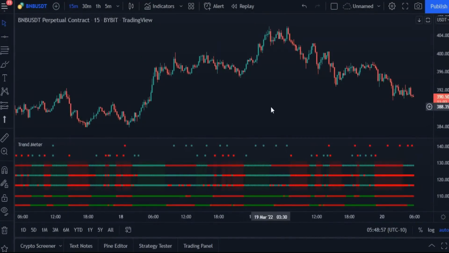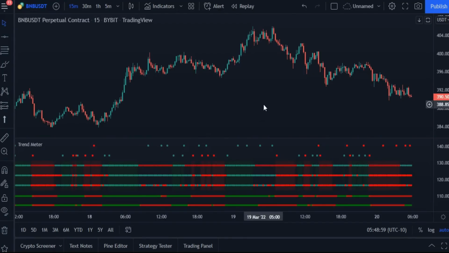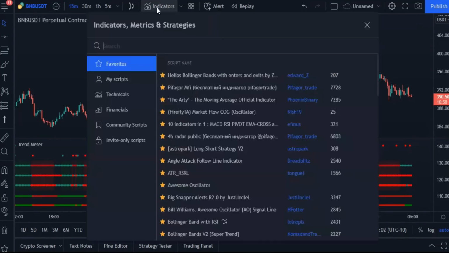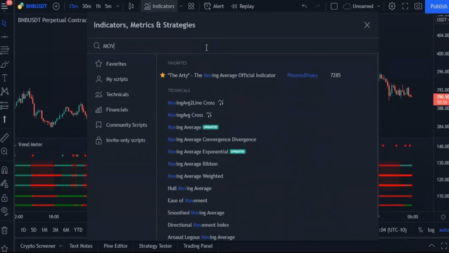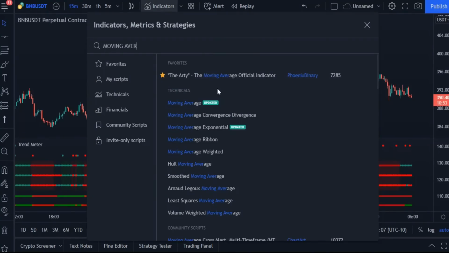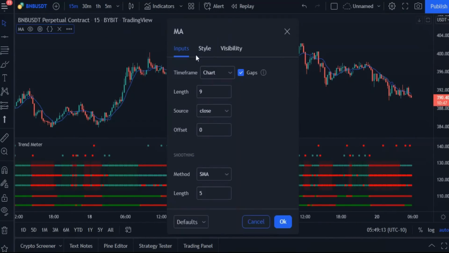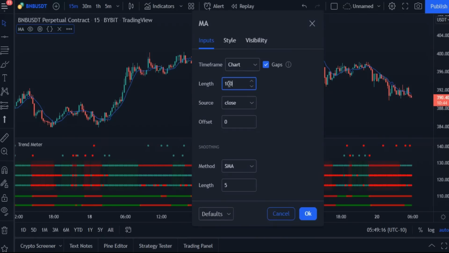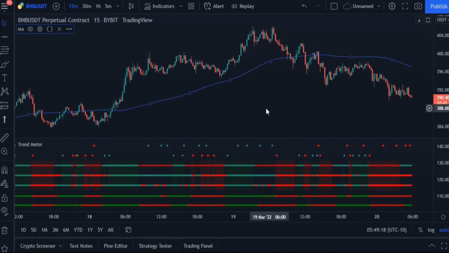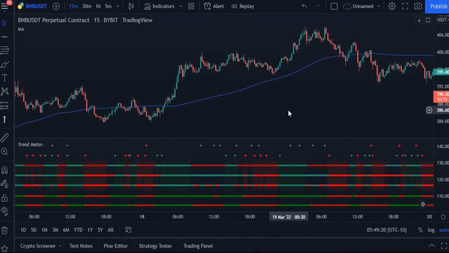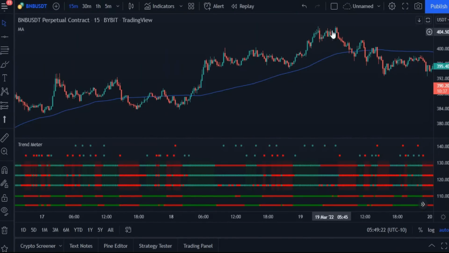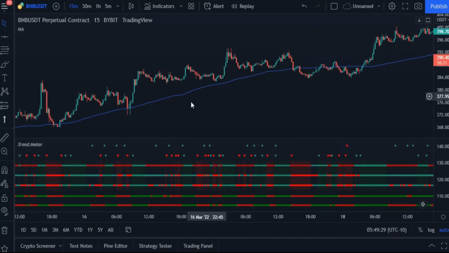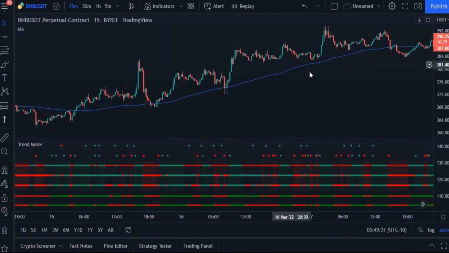Now let's implement a simple strategy to find out the effectiveness of this filter. Open the indicators and search for the moving average indicator. After applying it to the chart, open the indicator settings and change the length to 100. I think we have talked about the moving average many times. When the candles are above it, we will consider that we are in an uptrend and we will look for long positions only. In other words, we will look for buying opportunities only.